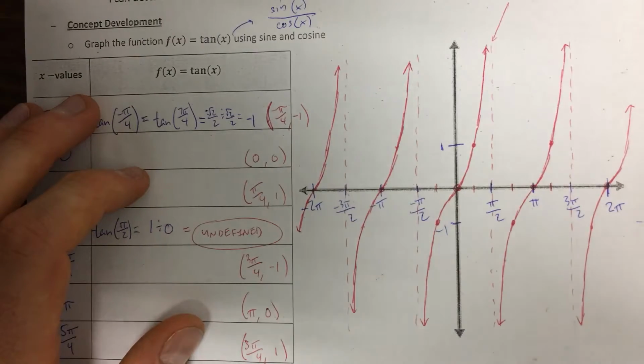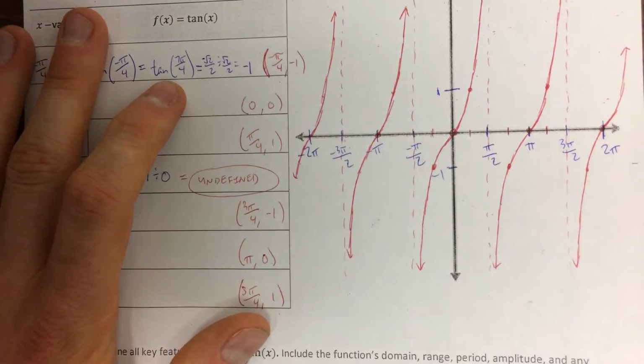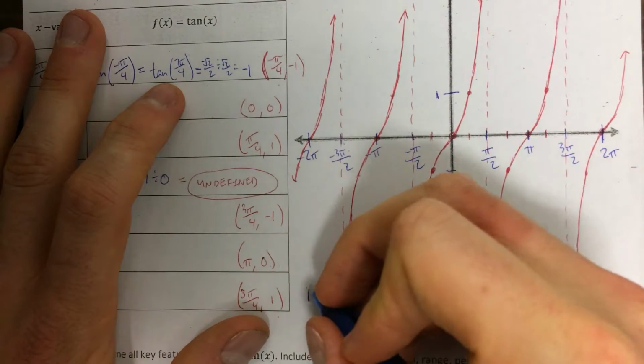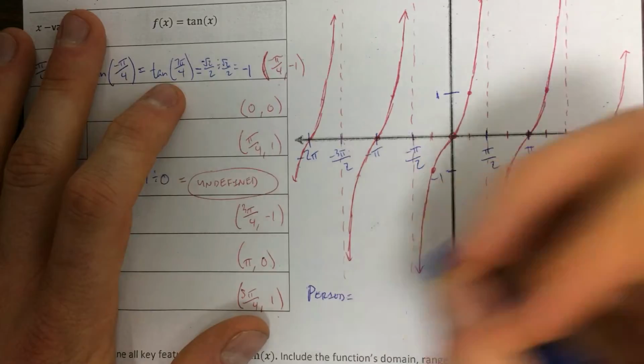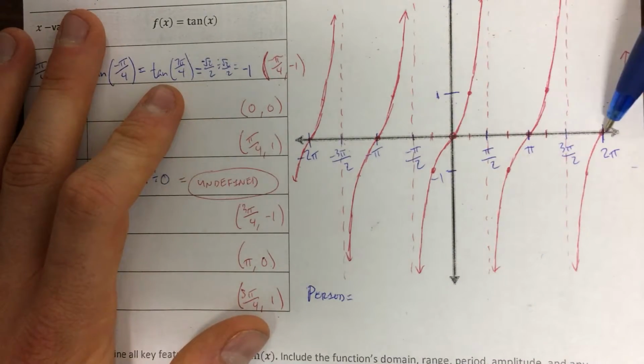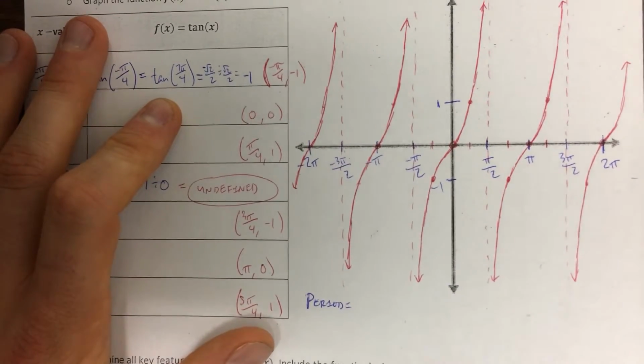Let's see here. Let's see what we can cover. I think I can get all key features in on this video. Let's start with the domain, or sorry, the period. So our period here, the scale is at 2 pi. However, it's repeating pretty frequently, so we might need to rethink this. I said something about repeating.